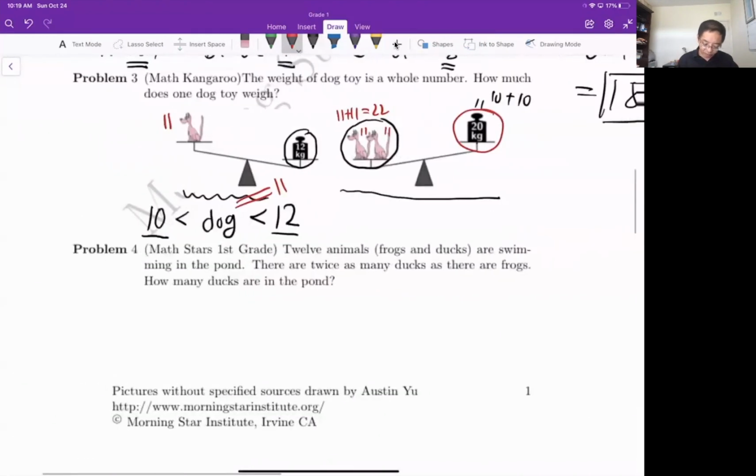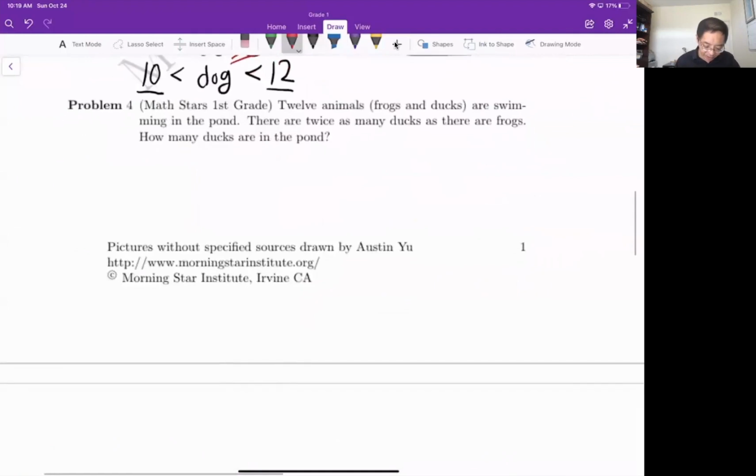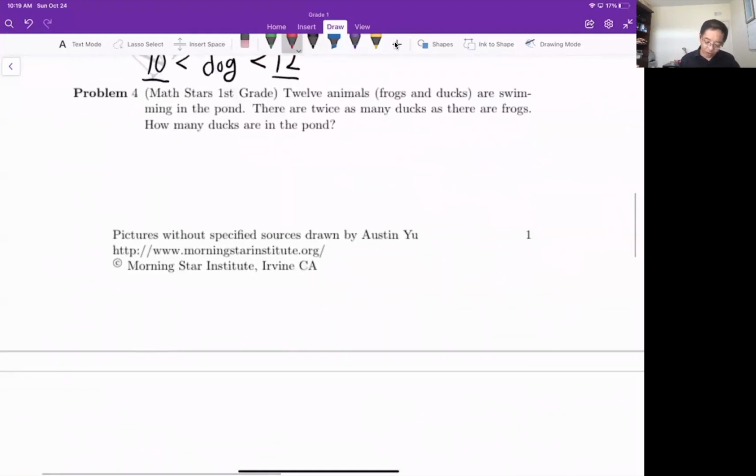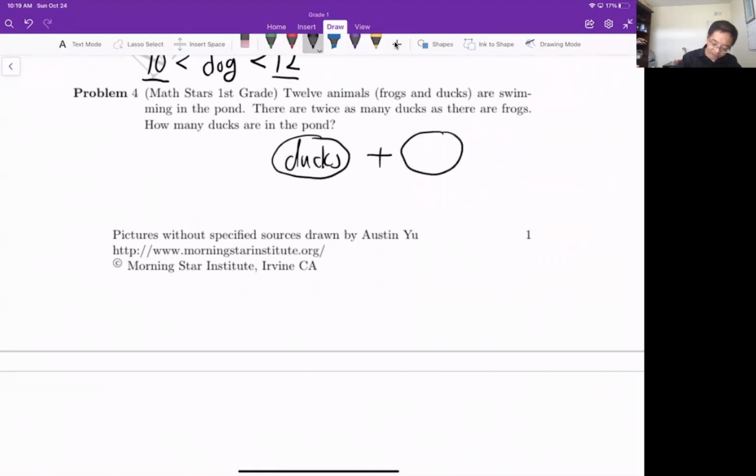Okay, question number 4 is that 12 animals are swimming in the pond. There are twice as many dogs as frogs. What's the number of dogs, right? So here what we know is the number of dogs plus frogs equals 12. This is what we know from the problem. Try to understand what it says. It also says the number of dogs is twice. Twice means double. Or we say the number of frogs is only half of it, right?